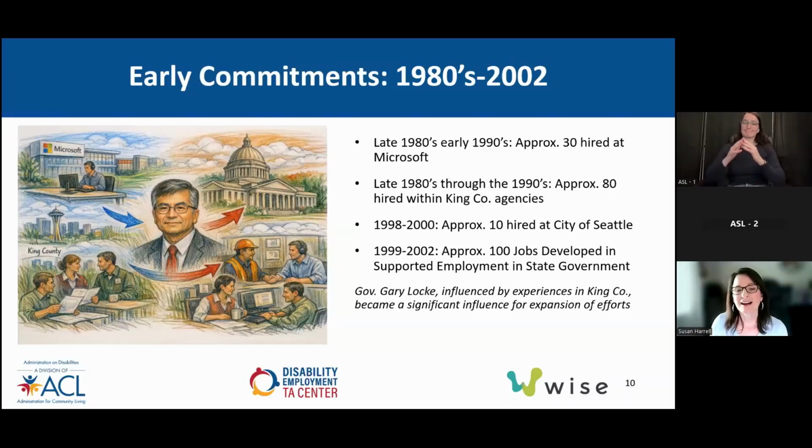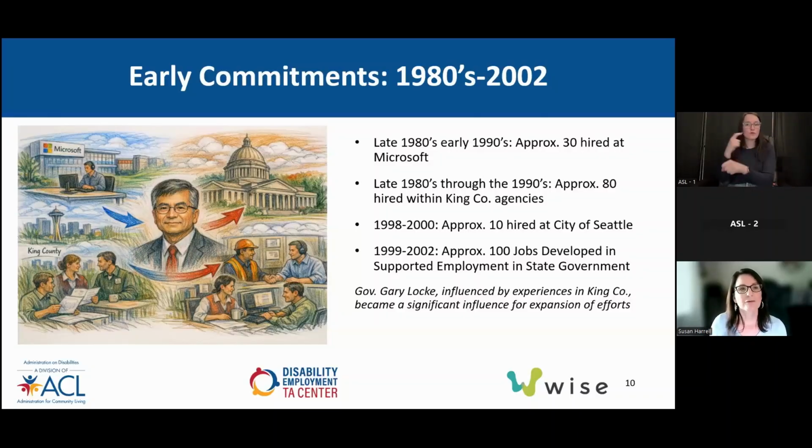In 1999, the state of Washington stepped in and passed legislation that created a program for supported employment in state government. And between 1999 and 2002, approximately 100 people were hired into state agencies. And this, incidentally, was the point at which I began working on thinking about scalable efforts. So I was brought in as one of 7 job developers that helped to create the structure for that supported employment in state government program.